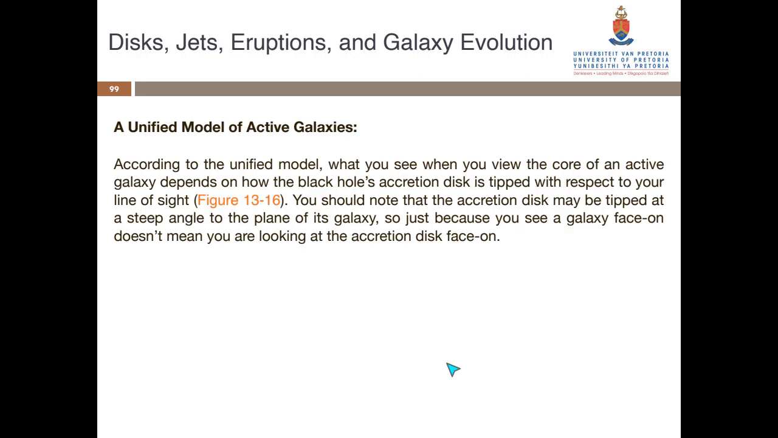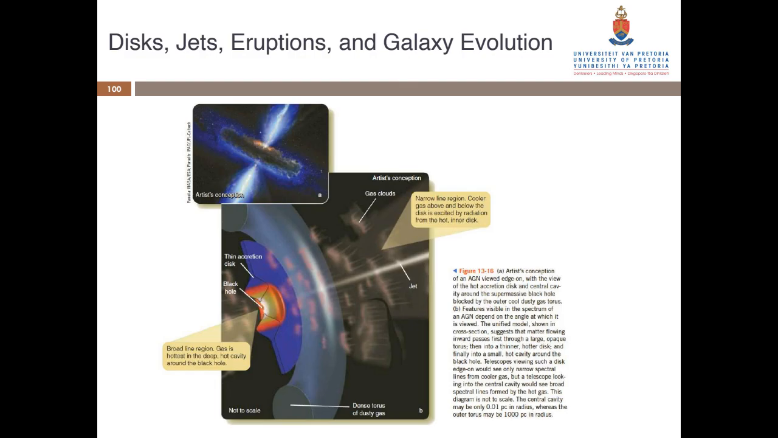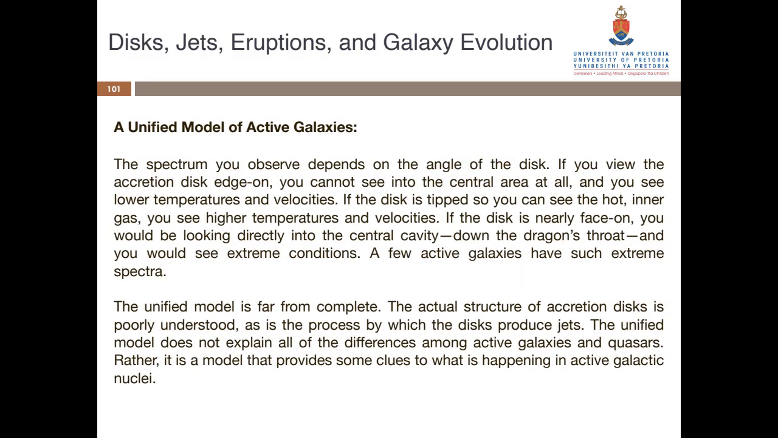The unified model is far from complete, and the actual structure of accretion disks is poorly understood, as is the process by which the disks produce jets. The unified model does not explain all the differences among active galaxies and quasars. Rather, it is a model that provides some clues to what is happening in active galactic nuclei.